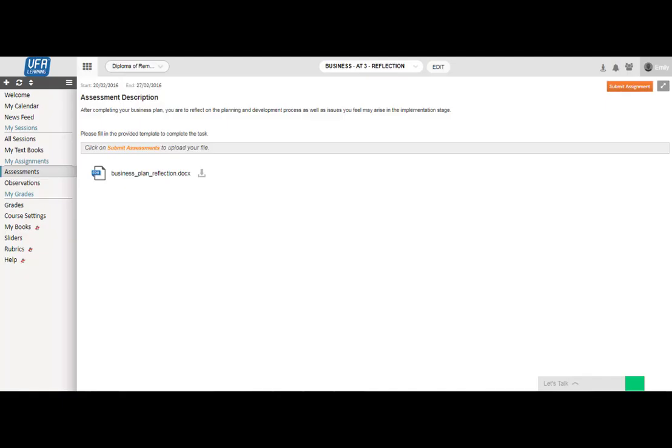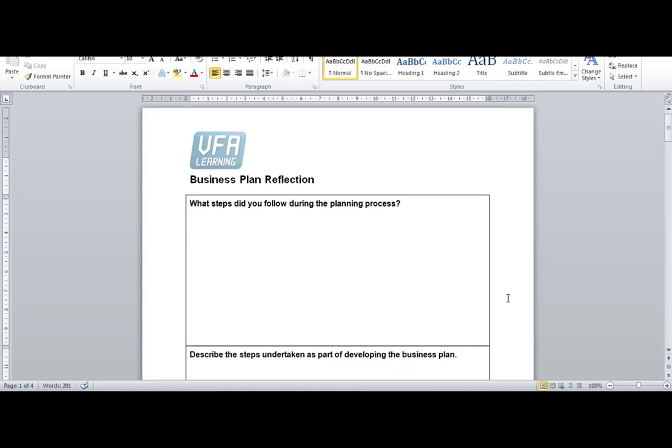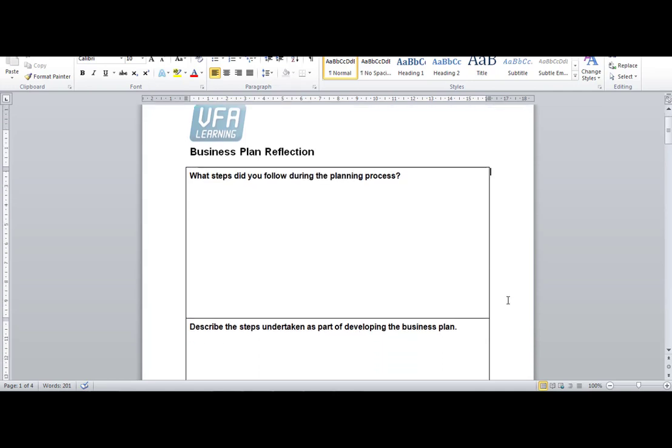In this assessment, we're going to look at business assessment task 3, which is a reflection on the business plan you would have just created. So with this, we've created a template that you can download to be able to help you with it. And it's all clearly laid out. So you need to go over what steps did you follow during the planning process.